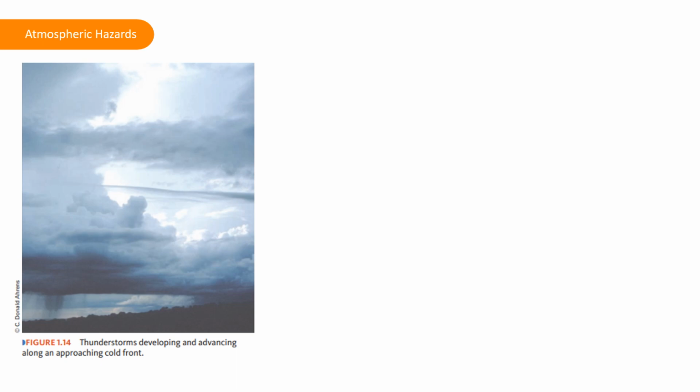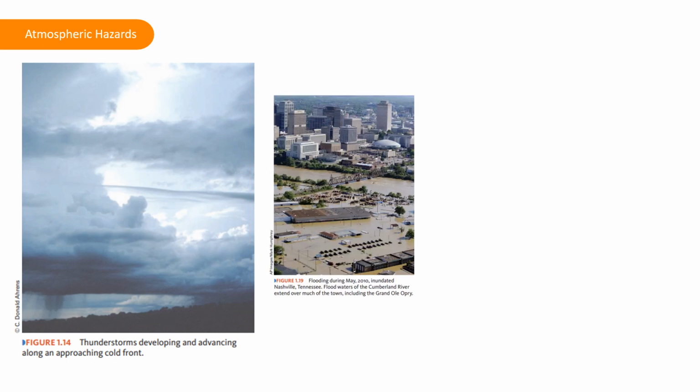So thunderstorms or severe storms could cause floods, just like in this picture. Flooding, and this is in Nashville, Tennessee, and it could destroy properties and take away the lives of many. So that's why it's called atmospheric hazards.